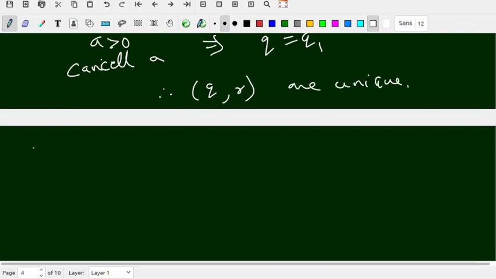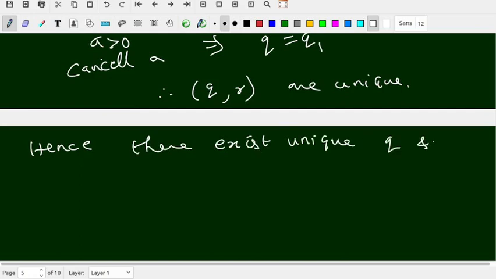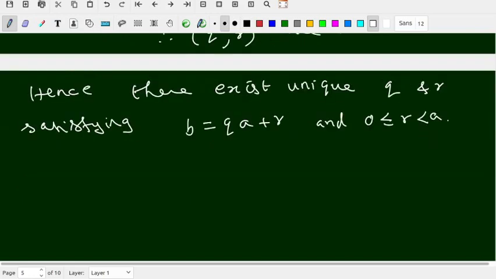So hence, there exist unique Q and R satisfying B equal to QA plus R and 0 less than or equal to R less than A. So remainder and quotient are unique in the division of B and A.